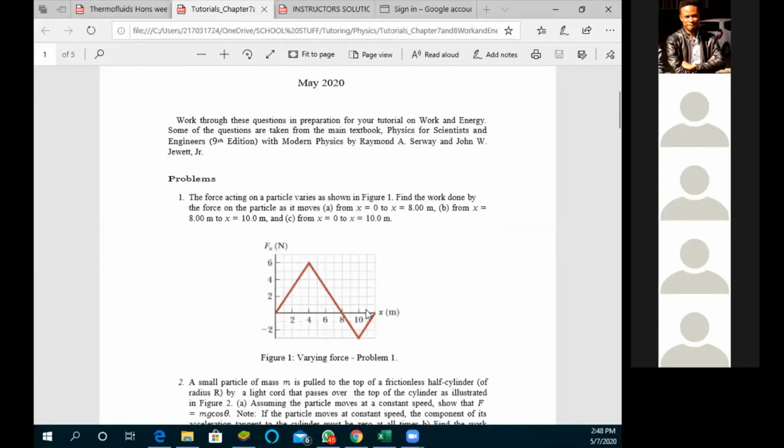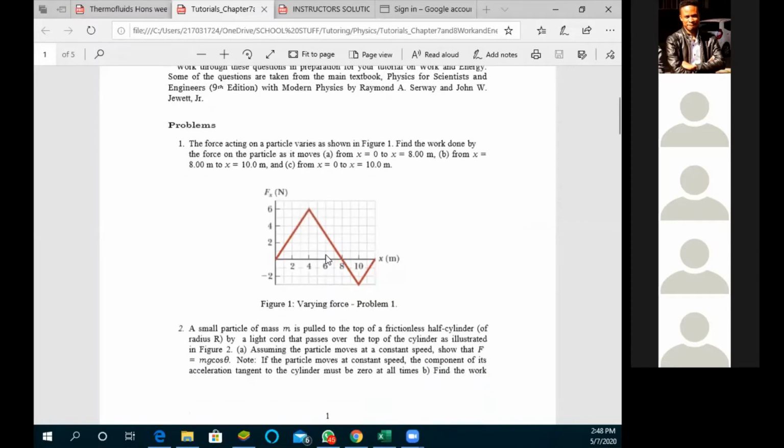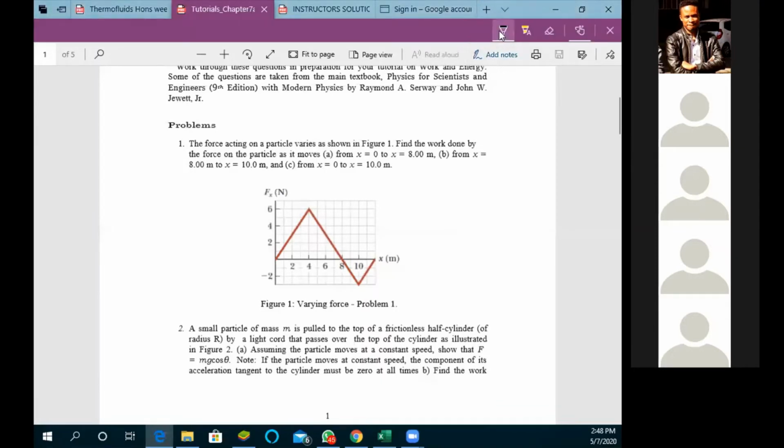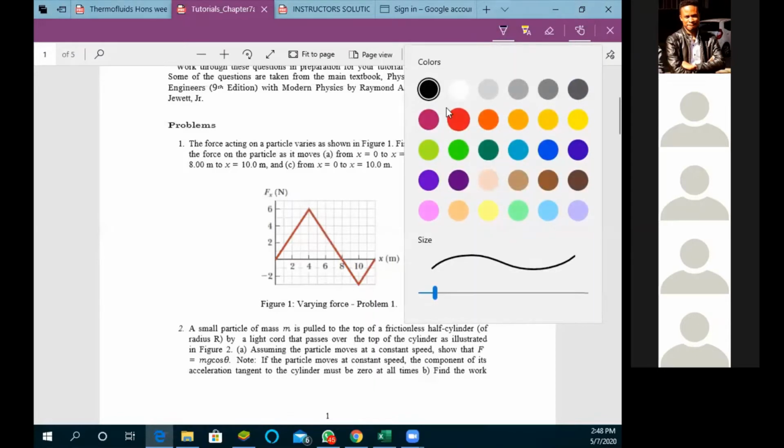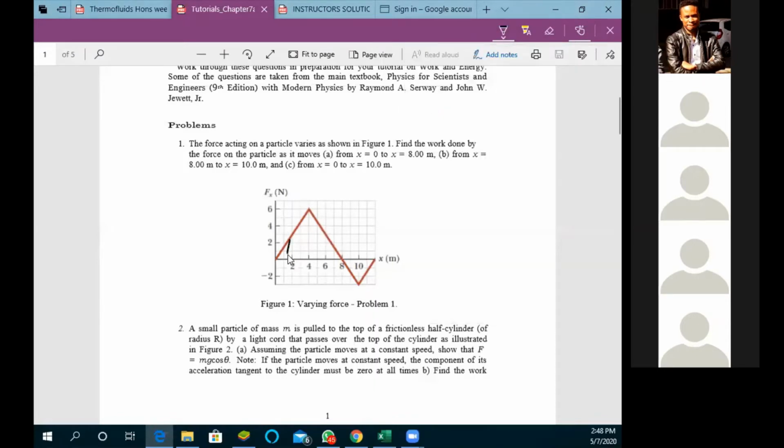Okay, so let's start. Let's look at question number 1. Question number 1 goes like this. The force acting on a particle varies as shown in figure 1. Find the work done by the force on the particle as it moves from position x equals 0 to x equals 8, isn't it? So this is the area above the graph. If you look at the diagram, figure 1 here, the area above the x-axis.